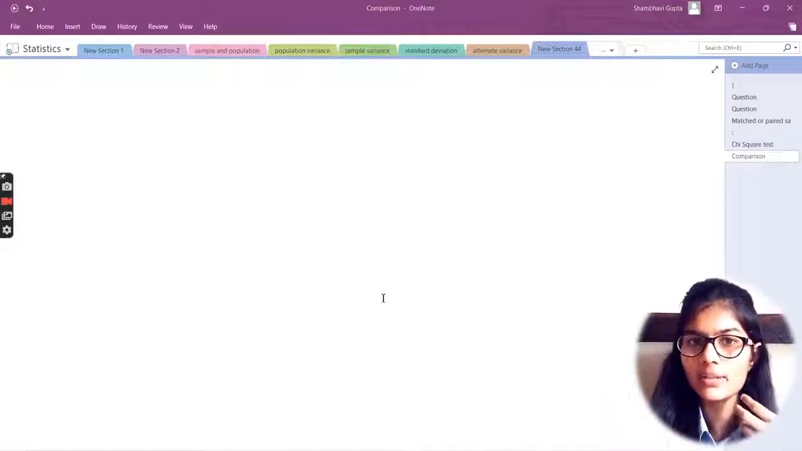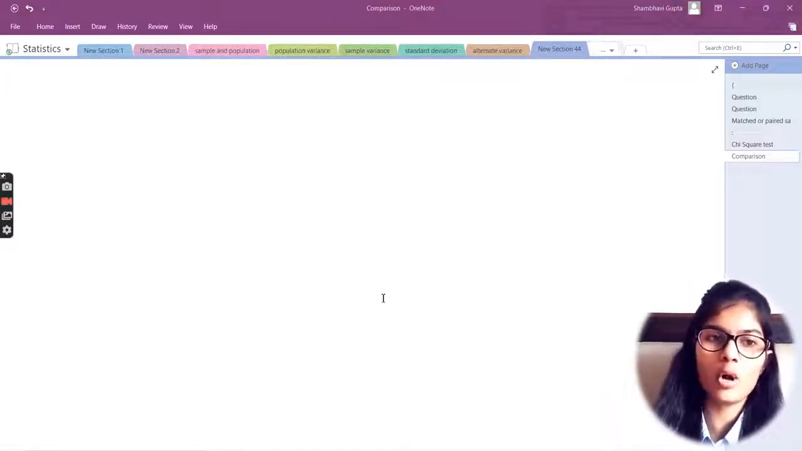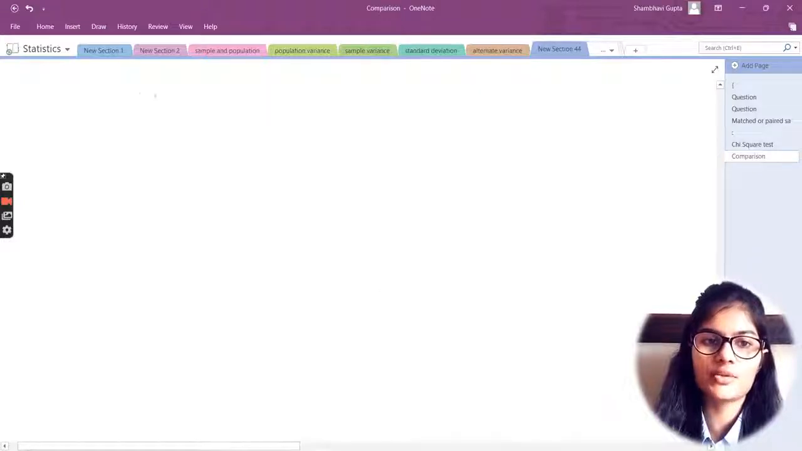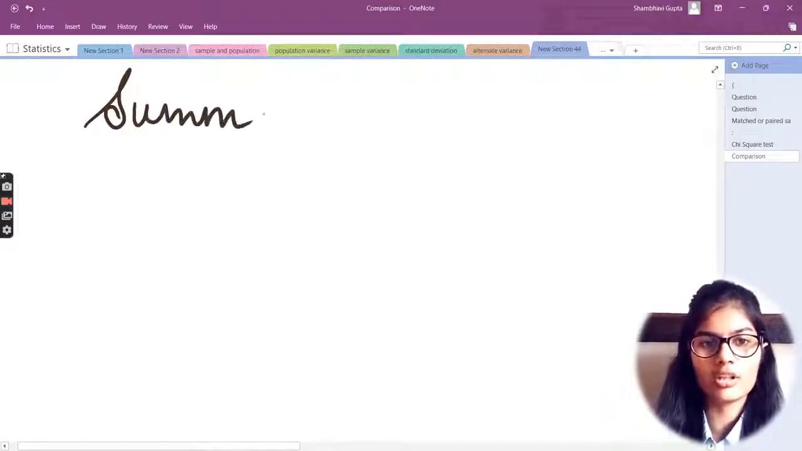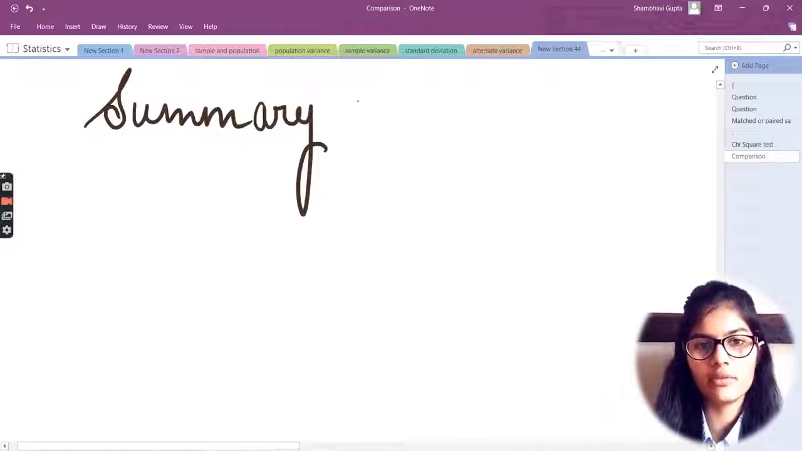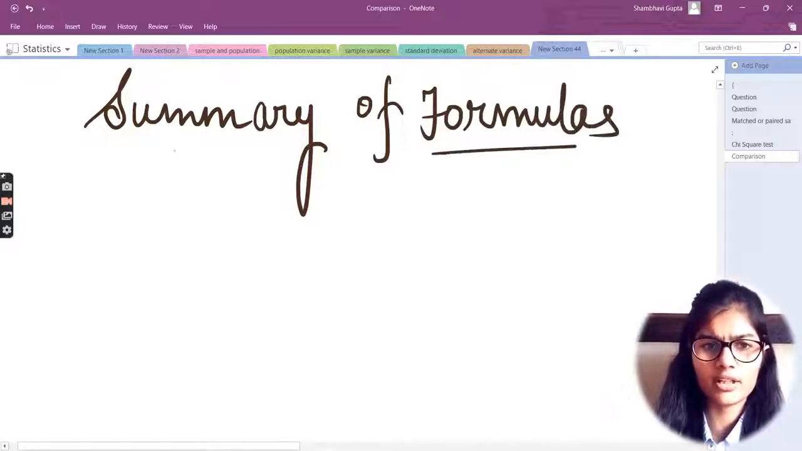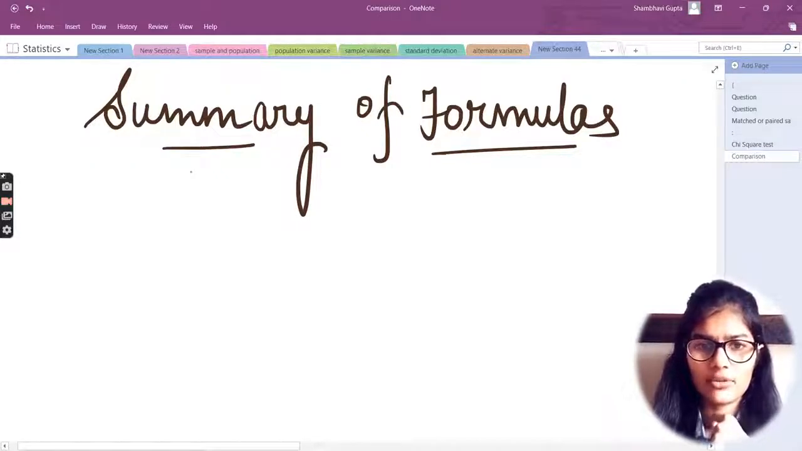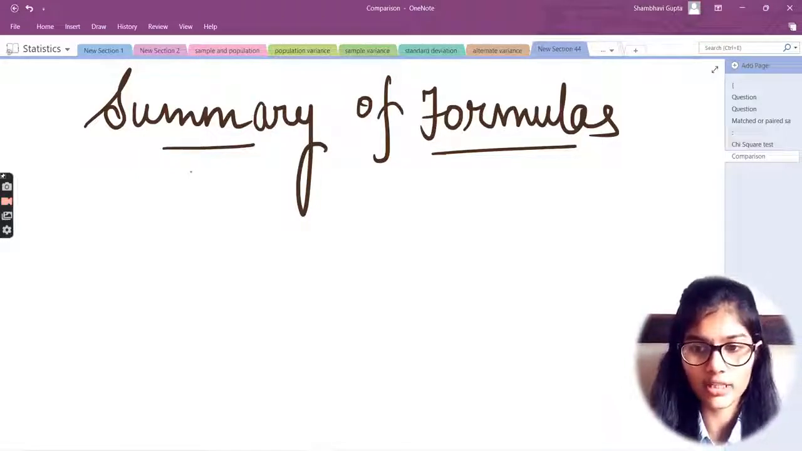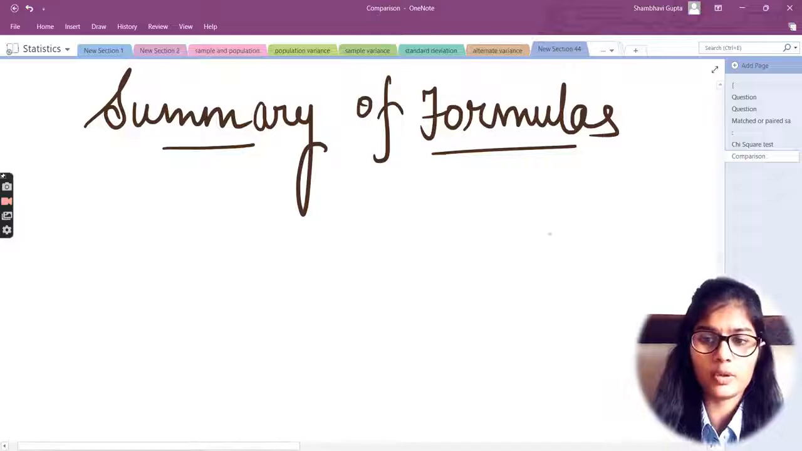So now I'll be discussing the summary of all the formulas which we had seen in this particular topic, that was the chi-square distribution, right? So here now we go with the summary of all the formulas. This is what we are going to study today, and we're going to take a quick summary of the formulas so that at the time of revision, these quick summaries help us a lot while dealing with the questions.